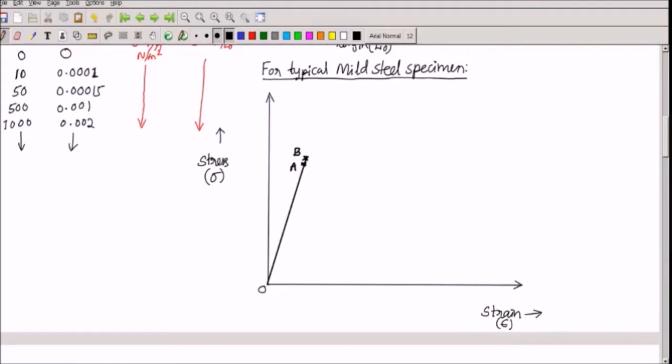So beyond B, the material will no longer be elastic. That is why it is called the limit of elasticity or elastic limit. And after that, if you continue to plot, it goes like this. It will come down slightly and then again it goes up and takes a peak value. And if you continue to load, it comes down slightly and at some point here it breaks.